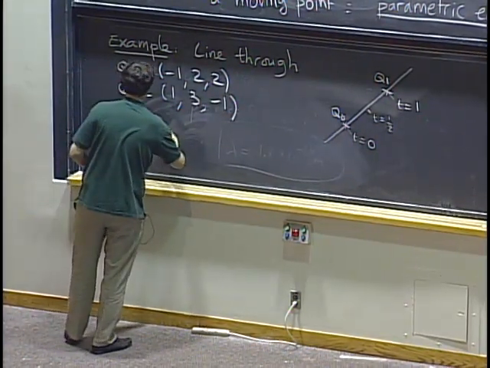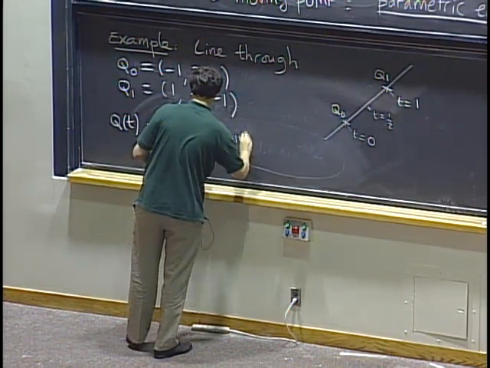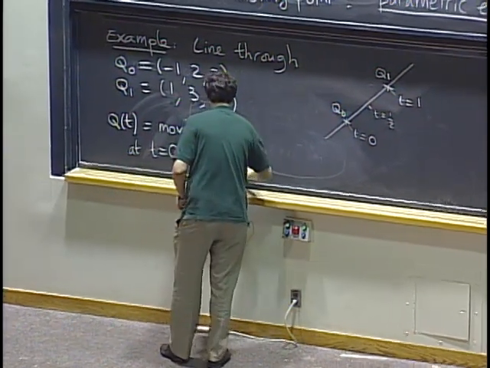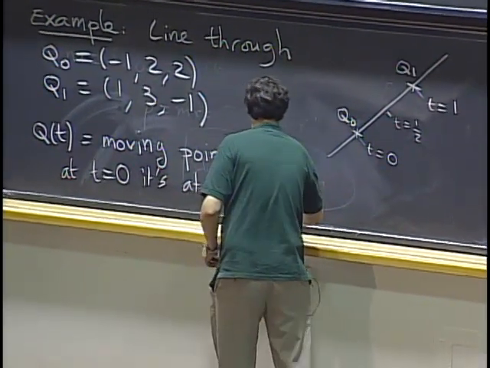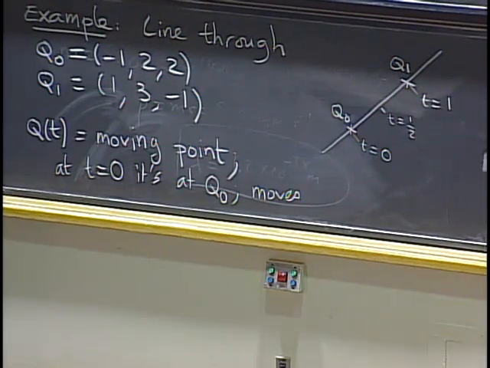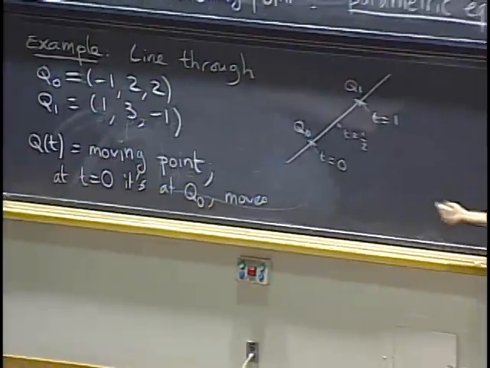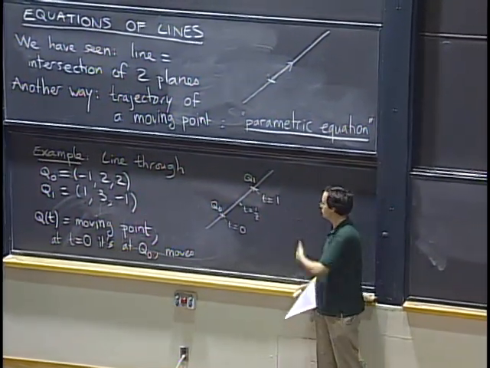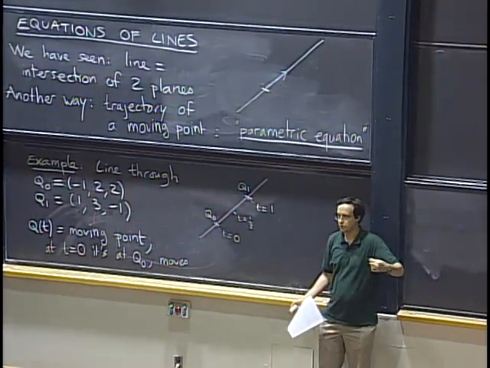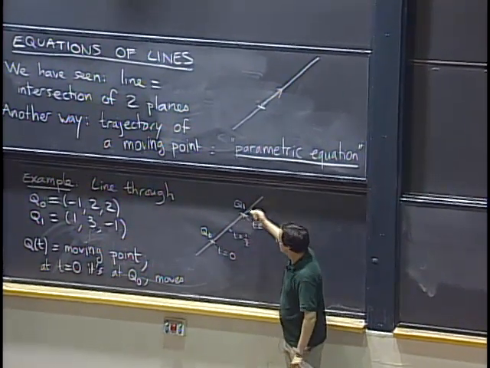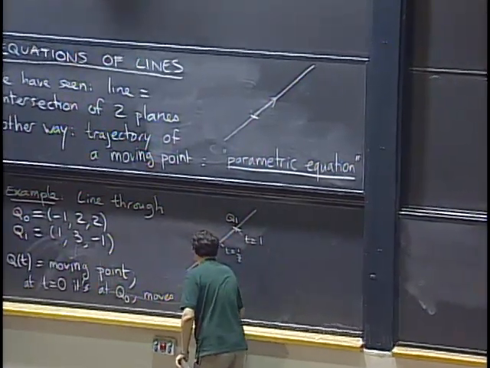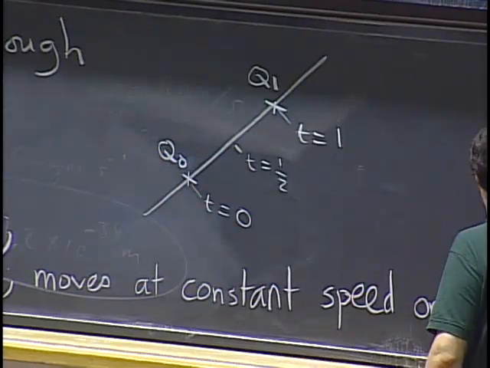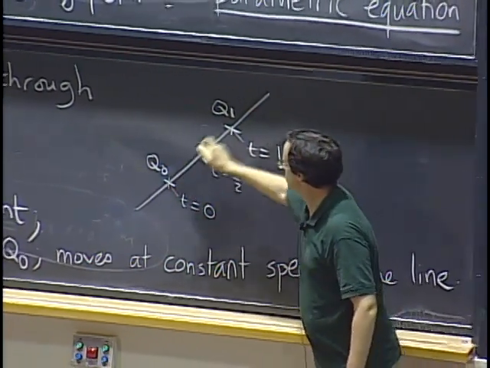So let's say q of t is a moving point, and at t equals 0, it's at q0. We could make it move in any way we want, but our goal is to find formulas for the position of this moving point in terms of t. And we'll use that to say any point on the line is of this form, where you have to plug in the correct value of t depending on when it's hit by the moving point. So perhaps it's easiest to make it move at constant speed on the line, and that speed is chosen so that at time 1, it's at q1.